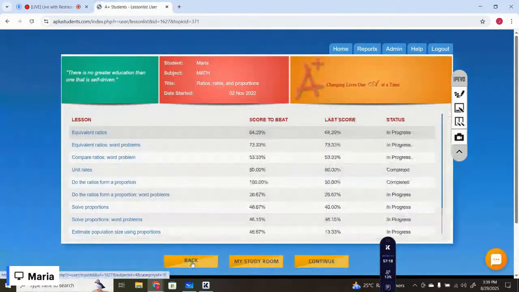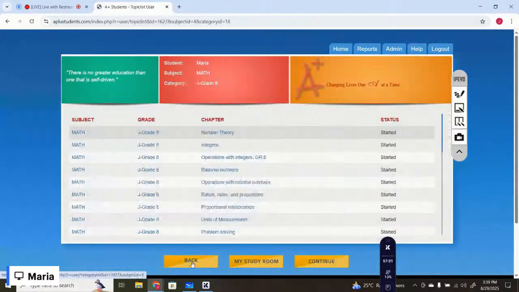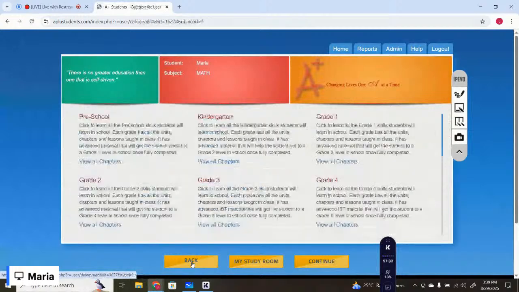We are working on grade 8 math. The chapter we are working on is equivalent ratios, word problems, compare ratios, word problems, and unit rates. So please make sure that before the next session you complete all the practice questions for the lessons we just did. That is your homework until the next session.